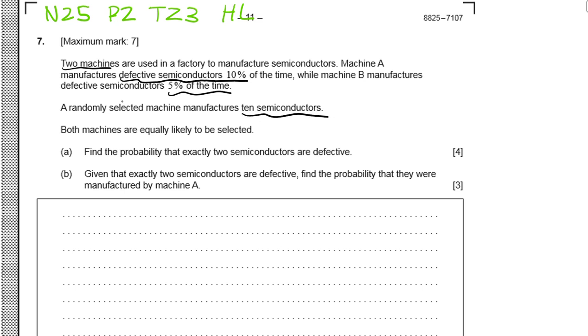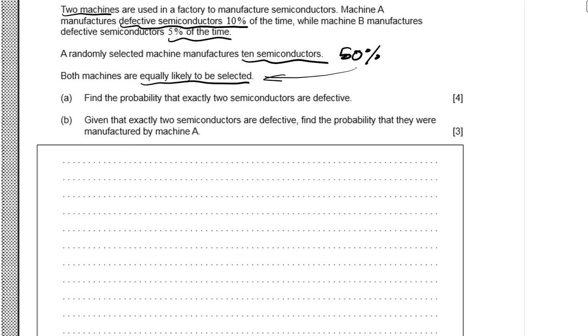So we're choosing one of these machines, A or B, and one of them manufactures 10. And so the chance is 50-50, so 50% for each. Both machines are equally likely to be selected, and that's where that comes from. Find the probability that exactly 2 semiconductors are defective.